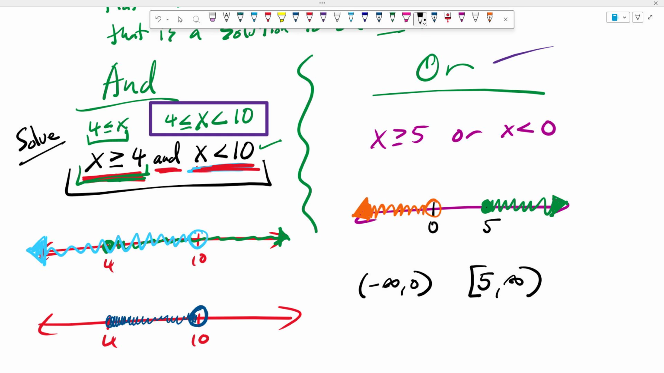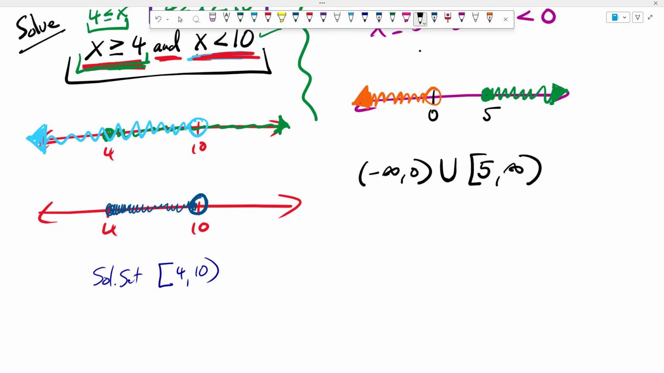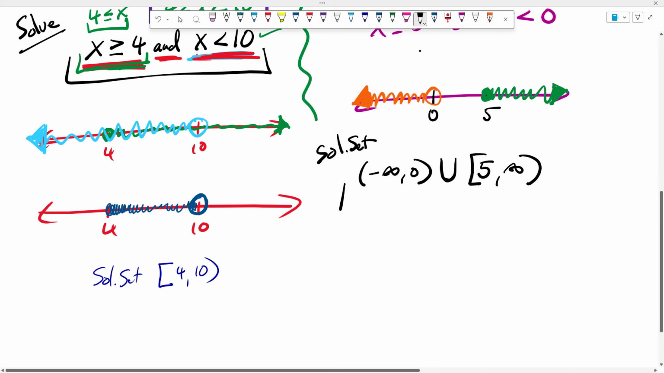And how do we join them into one set? Did I teach you guys this? Maybe. Yeah. So we put this big U-looking thing, which stands for union. All that means is these are two separate sets. To combine them into one set, you put a union sign in between. Now this is one big set, even though it's two separate intervals.